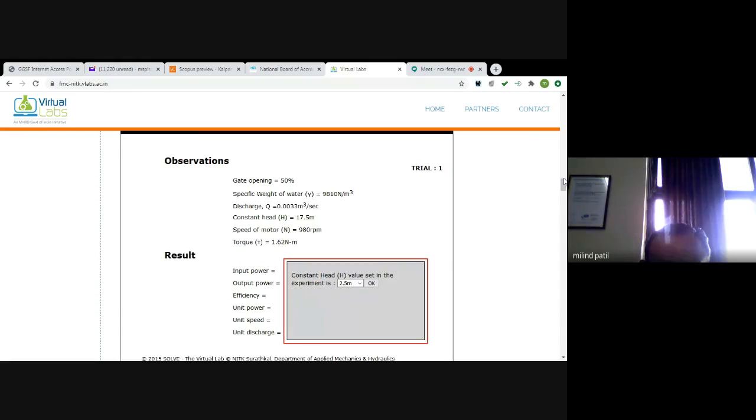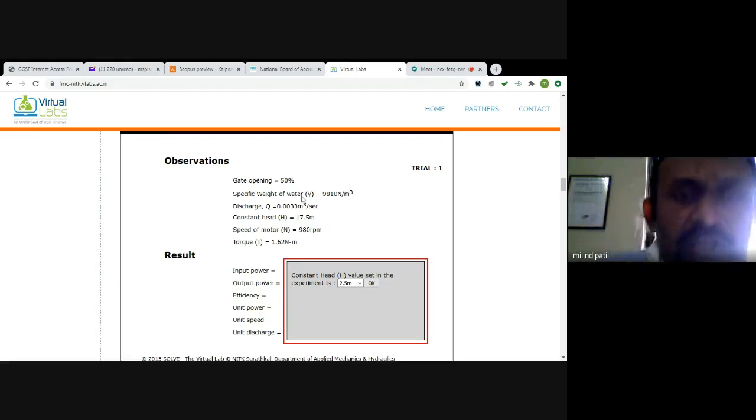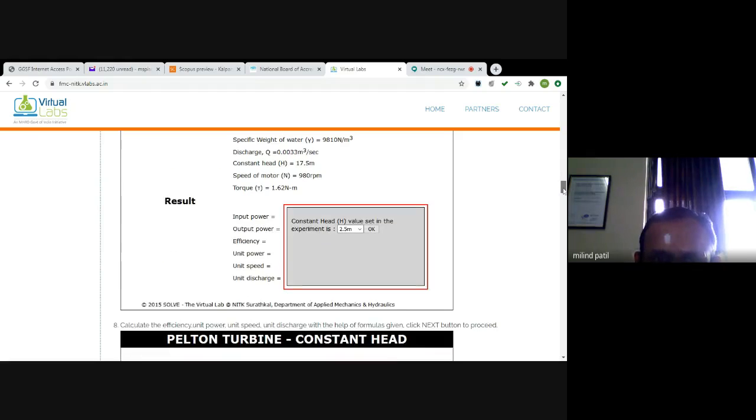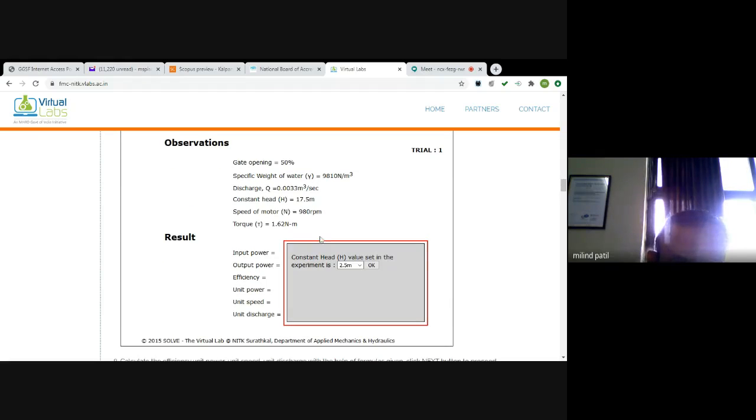Then you have to have these observations: 50% gate opening. These are all we have said in the previous slides. We already said all these. Now your job is what? From these observations, you have to calculate this, like input power, output power, efficiency, unit power, unit speed, unit discharge.